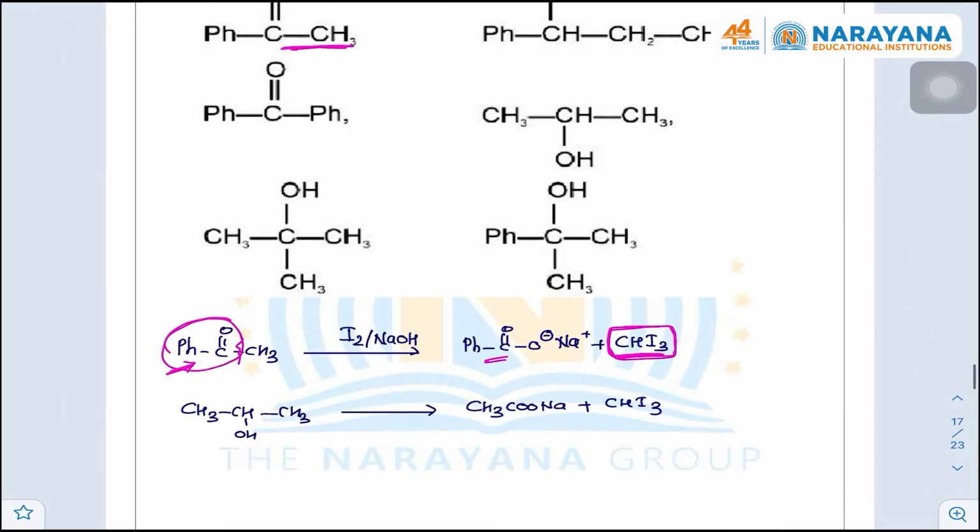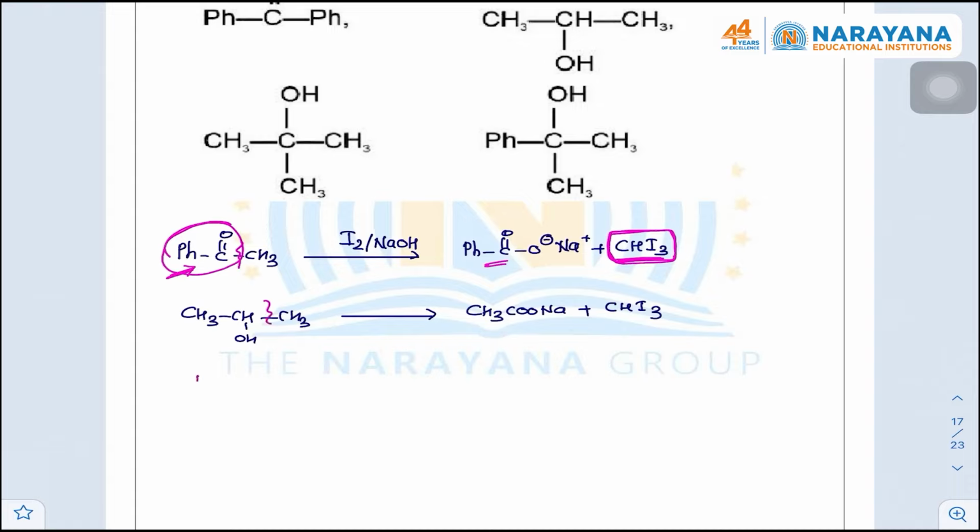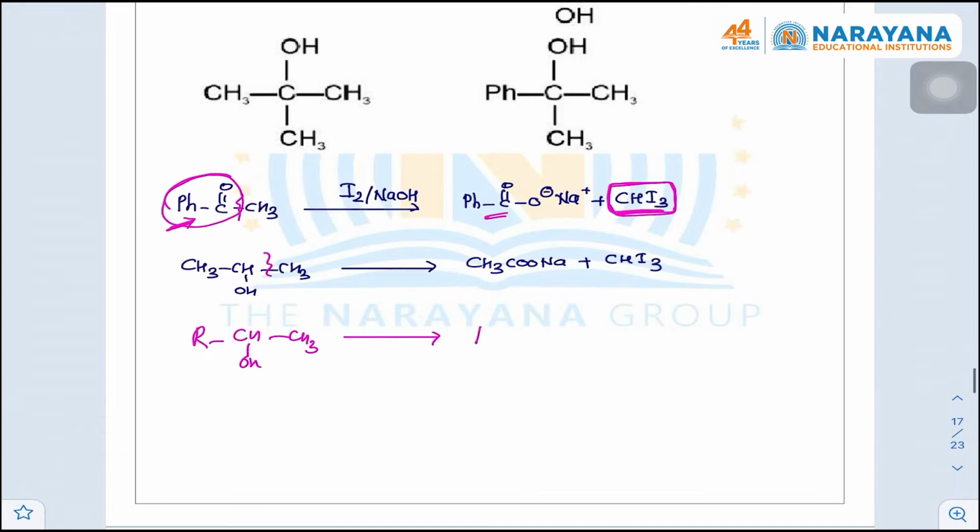Similarly, a secondary alcohol with a methyl group here, RCHOH CH3, also gives the iodoform test, because in presence of I2 this will first be oxidized to RCOCH3, that will convert to RCOO minus Na plus and CHI3. So a secondary alcohol with a methyl group.